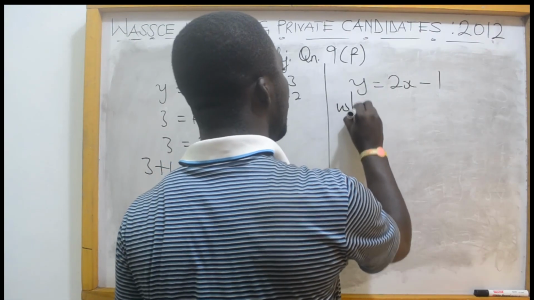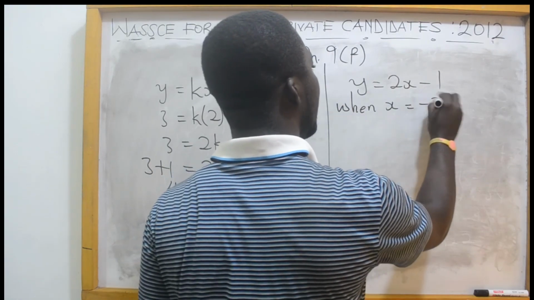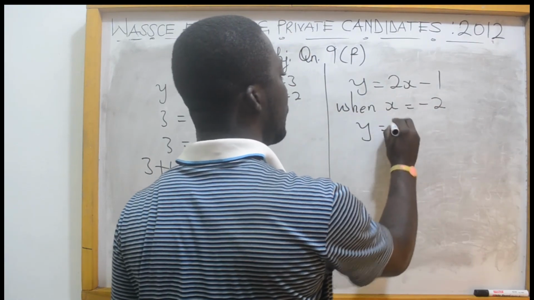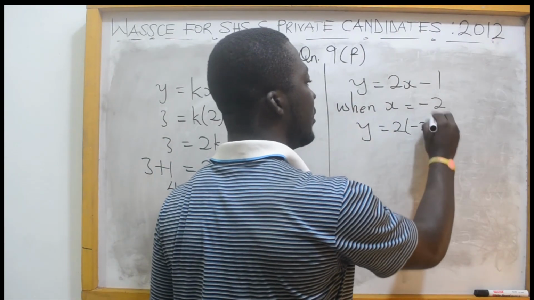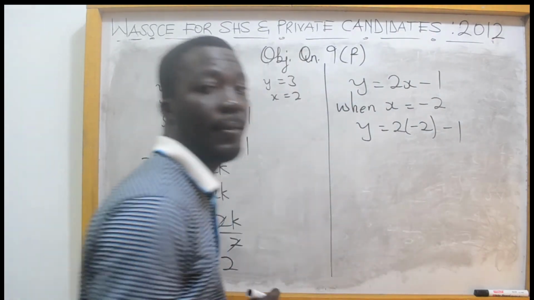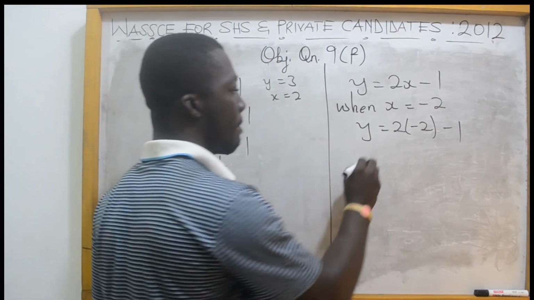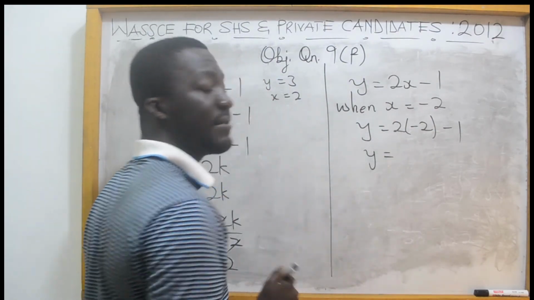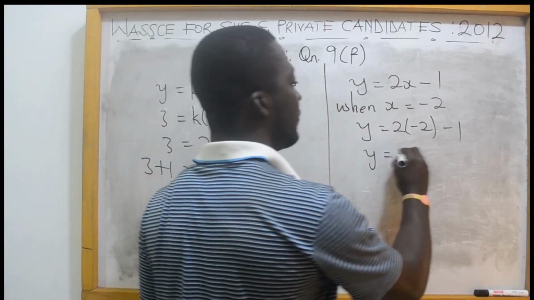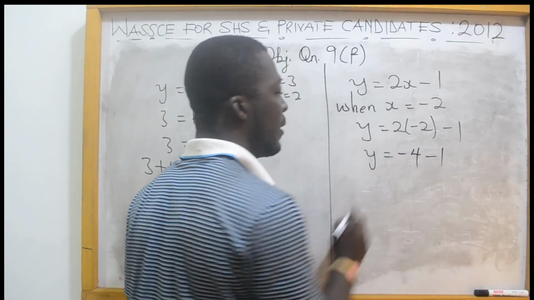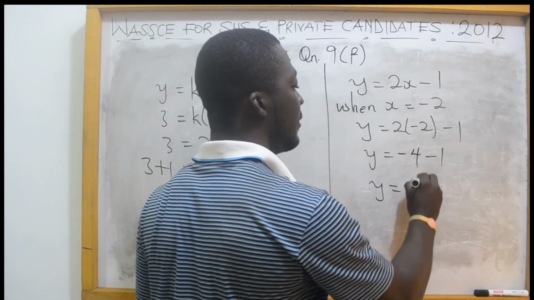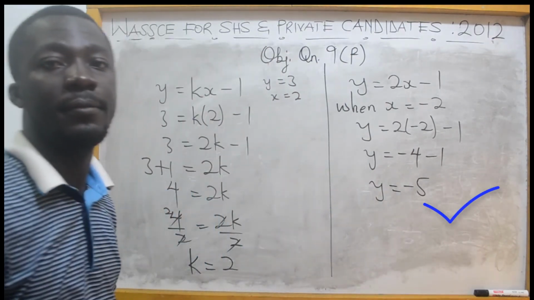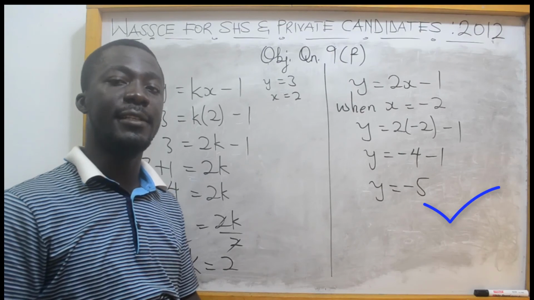So we continue. When x is equal to -2, y is equal to 2 into bracket, we do a substitution of x into the equation, -2, minus 1. Now, 2 times -2 is -4, then minus 1. The final value of y is equal to -5. So y is -5.